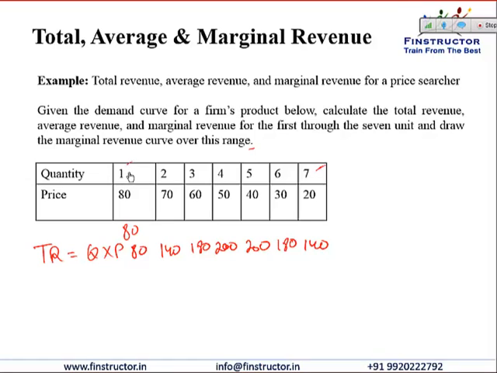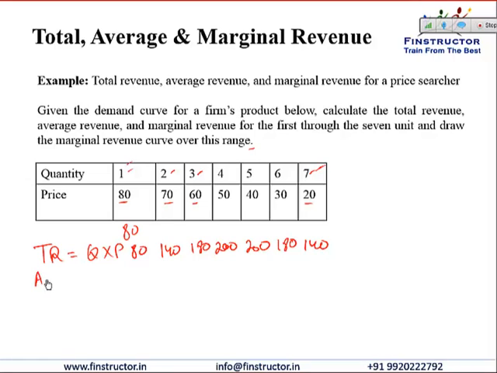So if I produce one shirt, for instance, I can sell it for $80. For 2 shirts, I can sell them for $70. If I sell 3, I'll have to cut the price down to $60, so on and so forth. For selling 7 products, the price has to be brought down to $20 per shirt.